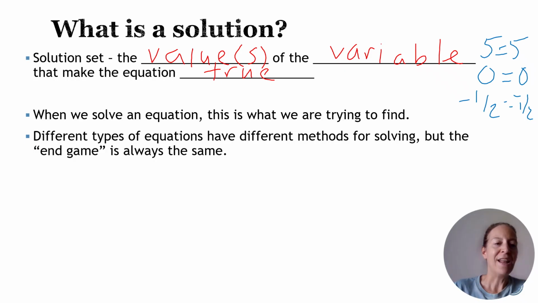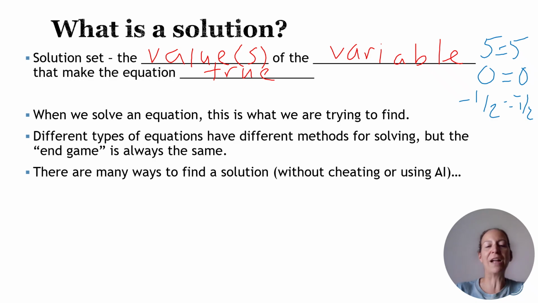Always. All right. Now, there are many ways to find a solution without cheating or using AI. So some of you might think, oh, there's the way the teacher did it and then there's cheating. Not necessarily. Cheating would be taking someone else's work and marketing it as your own, including AI work. But within the fair game of what you can do to solve an equation, you still have some options.